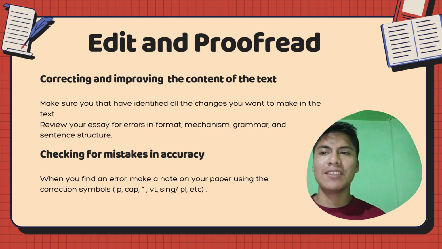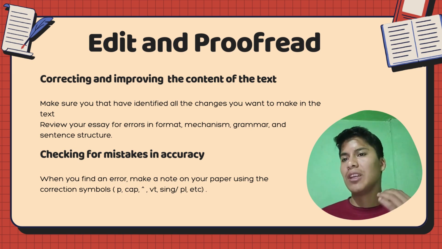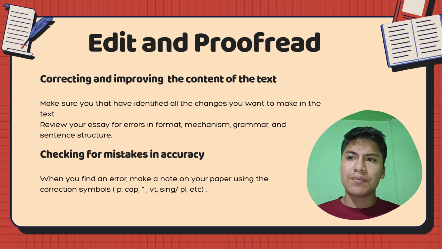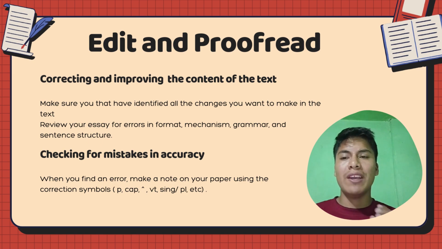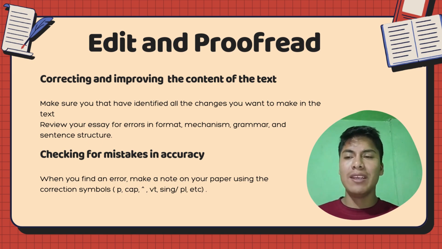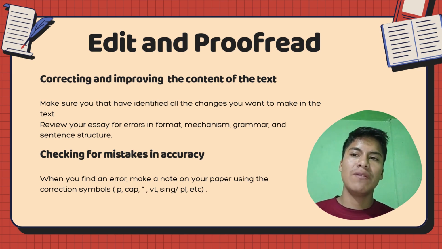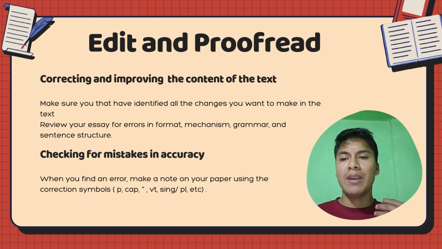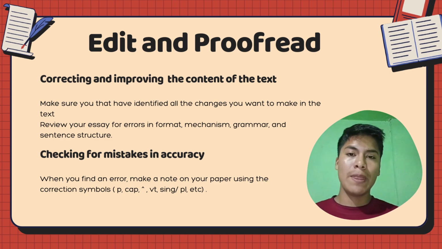Finally, the last strategy is edit and proofread. Edit means correcting and improving the content of the text. It is making sure that you have identified all changes you want to make in the text and reviewing your essay for errors in format, mechanics, grammar, and sentence structure. On the other hand, proofread means checking for mistakes in accuracy. That is, when you find an error, make a note on your paper using correction symbols, for example, P for punctuation, cap for capitalization.